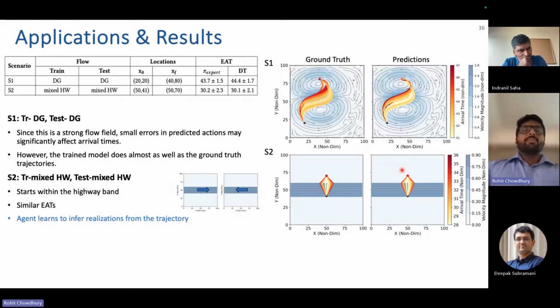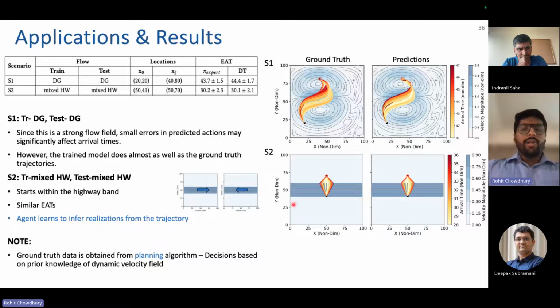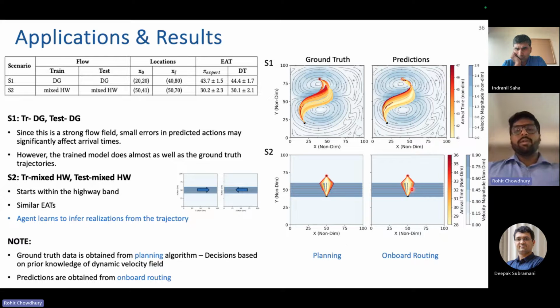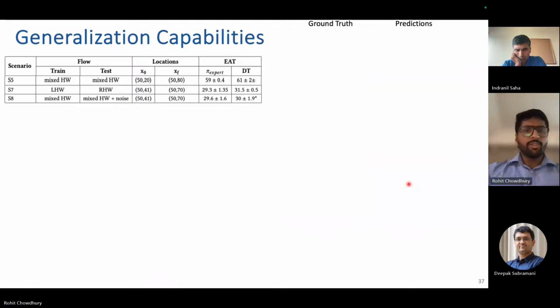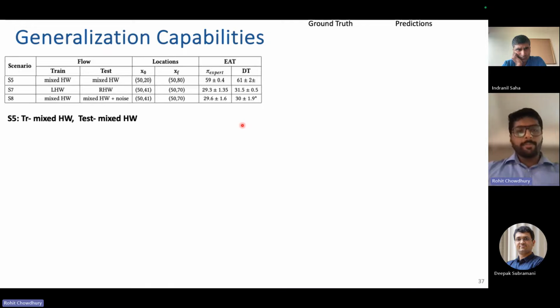And the reason why we're getting very similar or good results is because these agents can essentially learn to infer what sample of the flow they're present in, and that helps them to perform the correct action sequences. A quick note, all the plots on the left-hand side come from a planning algorithm. That means when these trajectories were computed, we had a priori information of how the velocity field was going to change with time. But the ones on the right come from an onboard routing algorithm. That means these trajectories were made by taking decisions on the go without any idea of how the future velocity is going to change. So that makes things a bit difficult in terms of predictions.